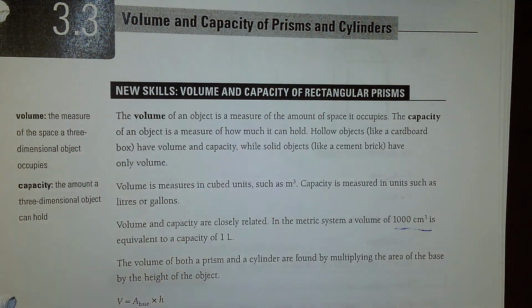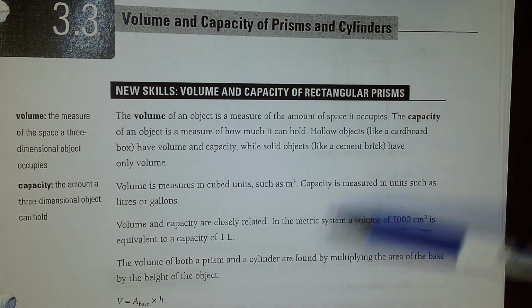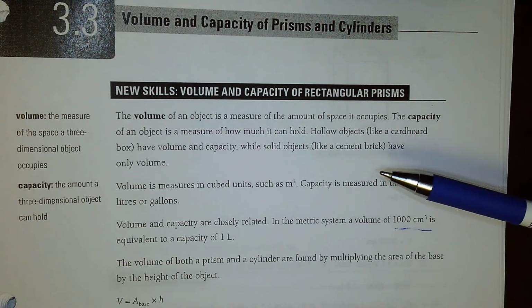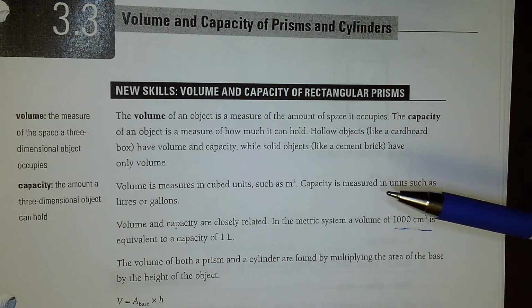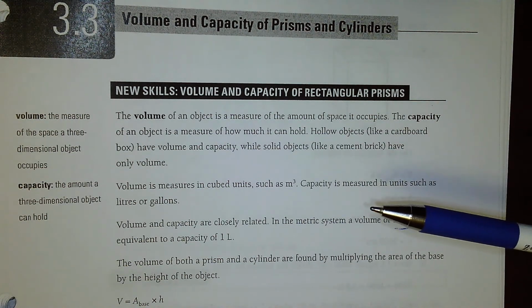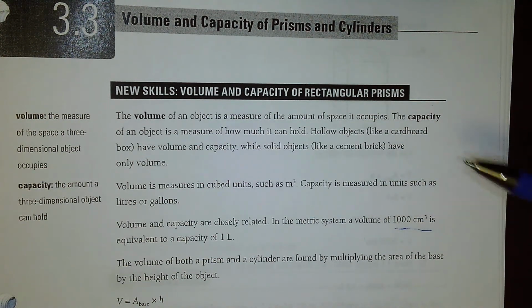Right, so we are into section 3.3 on volume and capacity of prisms and cylinders. A couple of things that I will mention here is volume is the object within a space. So if you have a box or a can or a barrel or something like that, it's the space that it takes to fill that item. Now, capacity is how much it can hold.